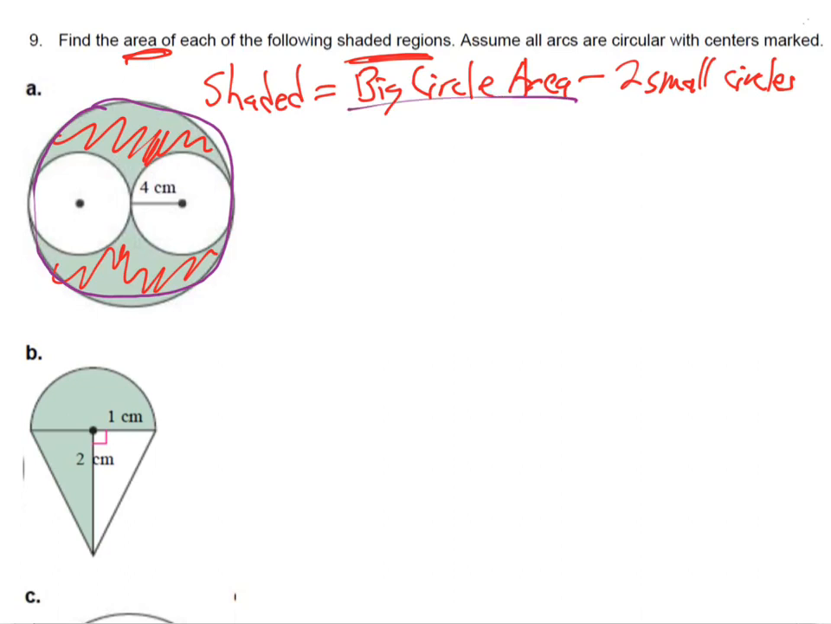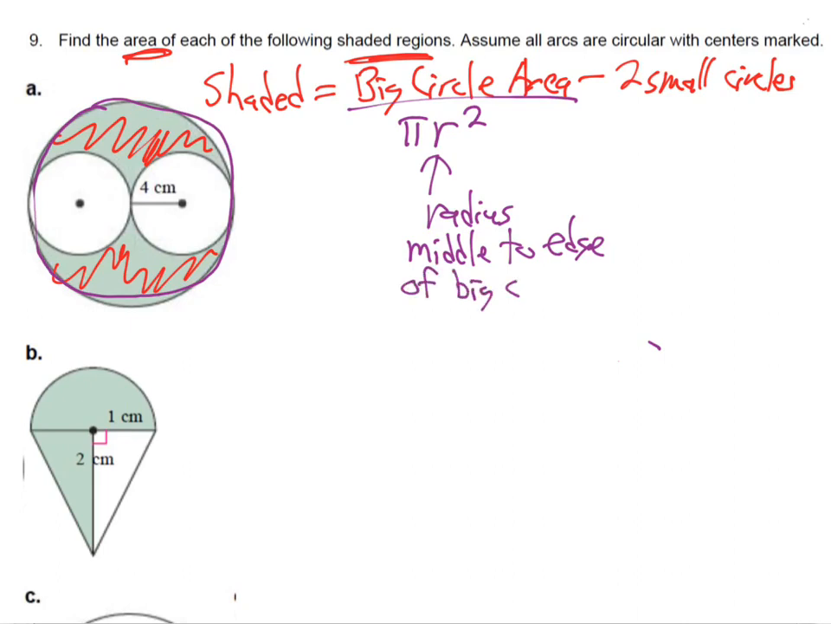Well, the area formula for any circle is pi r squared. So now the question is, though, what's the radius? Whenever we talk about r in the formula for the area of a circle, the r is the radius. And what is the radius? Remember, that's middle to the edge of the big circle. Because whenever you do radius, you go from the middle all the way to the edge over here.